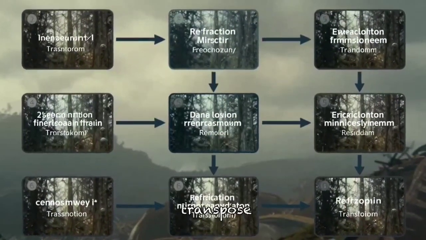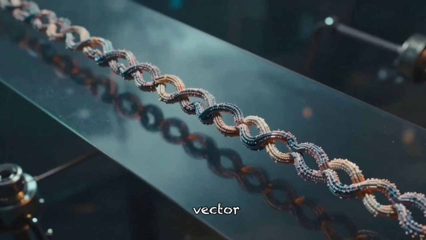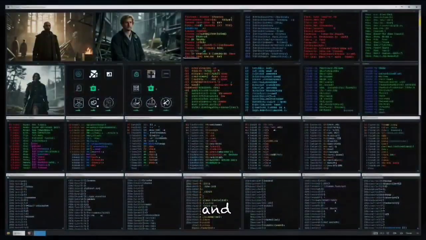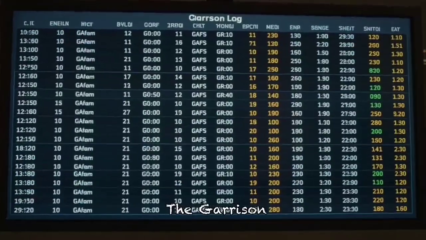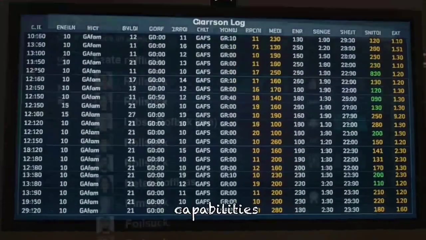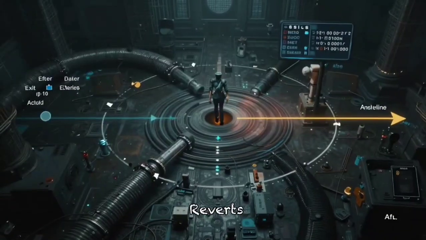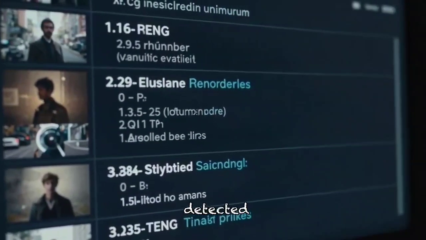Applies a Hermitian transpose and reflection matrix to verify state symmetry and refract the current data vector. Captures an immutable state packet of the CPU matrix and metadata lattice to allow complete rollback verification. The Garrison snapshot log for Tier 4 rollback capabilities facilitates a reliable history of system states. Reverts the entire system state back to a verified baseline if an anomaly is detected.